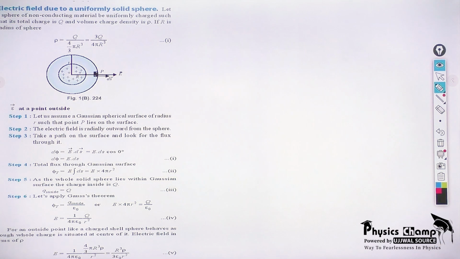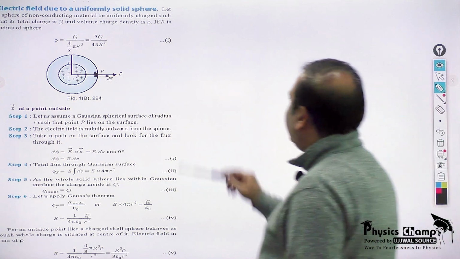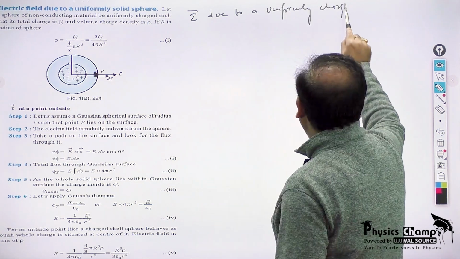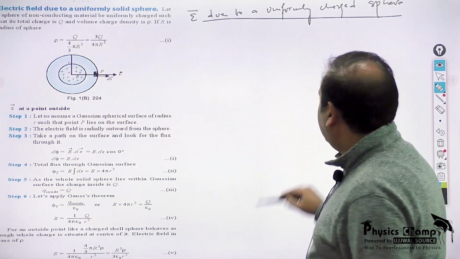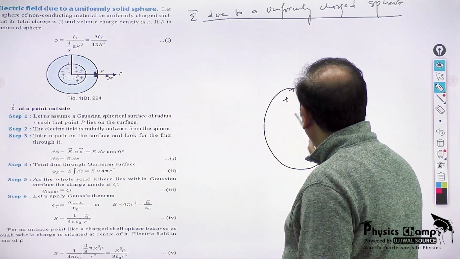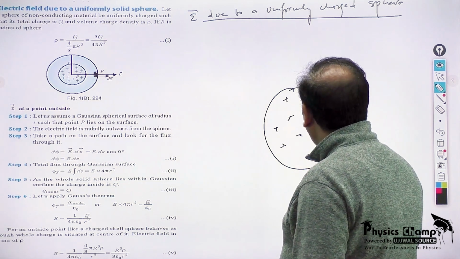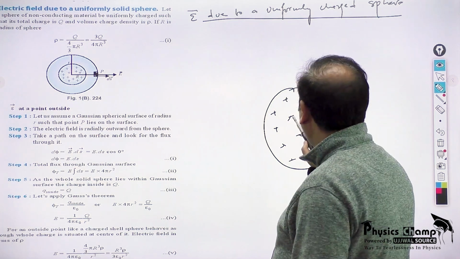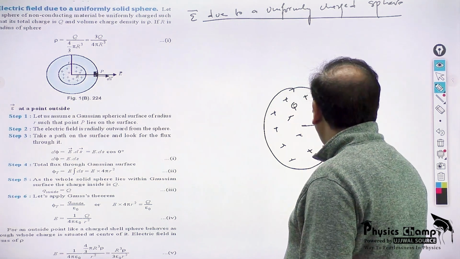Now we take application number 3, that is electric field due to a uniformly charged sphere. So this time, instead of a shell, we have a whole sphere, and that is charged uniformly. It has a uniform charge. Total charge is Q, and it has a radius capital R.